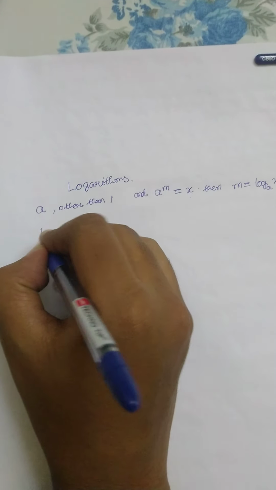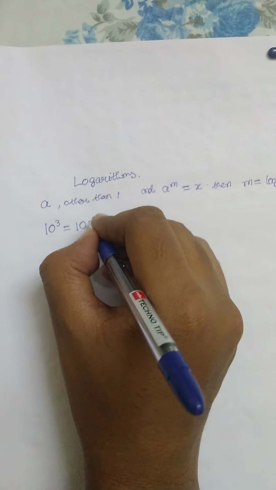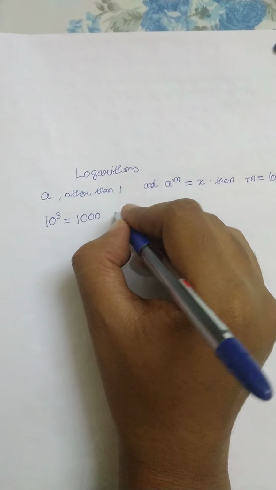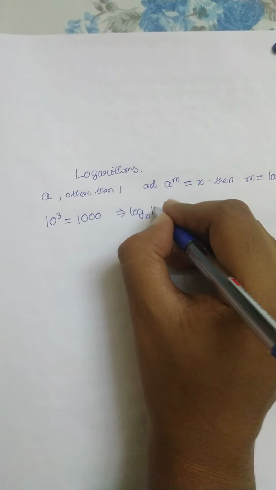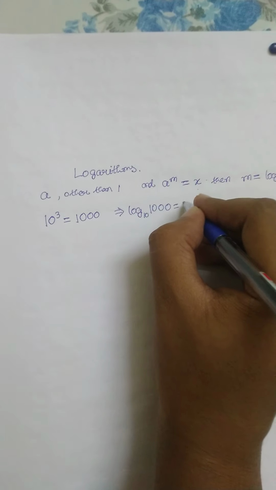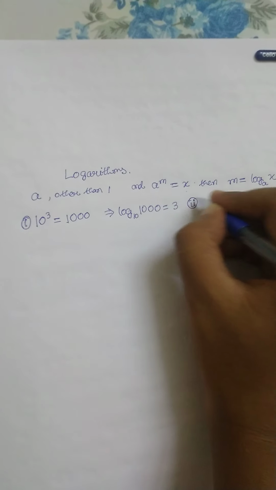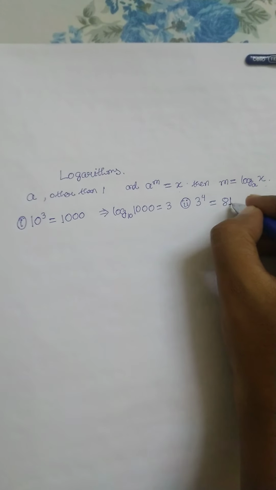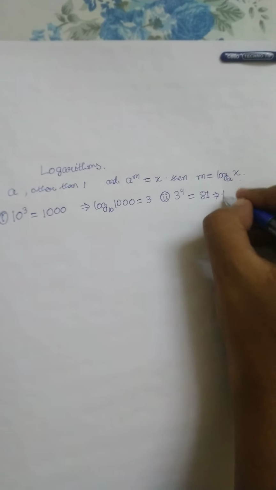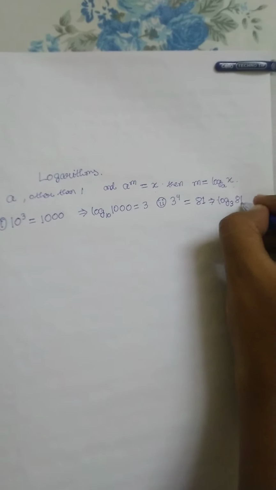Suppose 10 to the power 3 is equal to 1000, then we can write log base 10 of 1000 is equal to 3. Another example: if 3 to the power 4 is equal to 81, then we can write log base 3 of 81 is equal to 4.